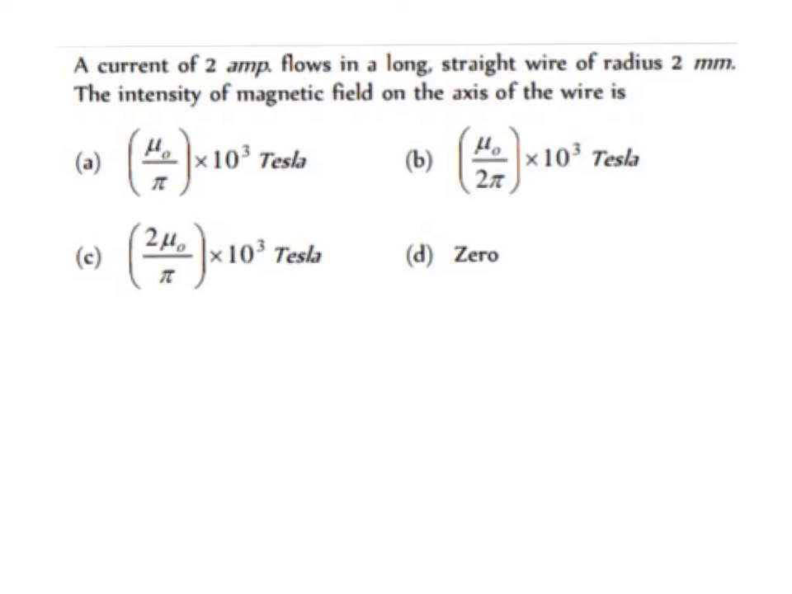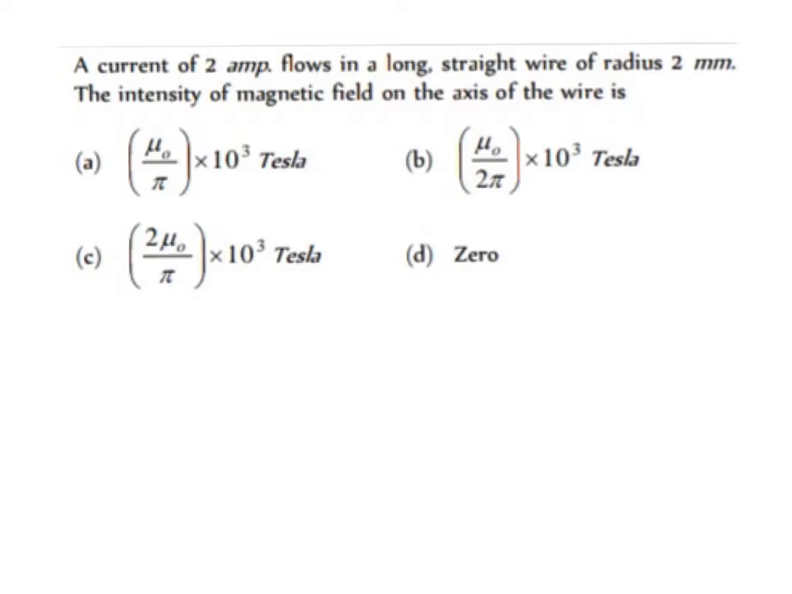Look at the problem from magnetism. A current of 2 ampere flows in a long straight wire of radius 2 millimeter. The intensity of the magnetic field on the axis of the wire will be, is the question, right?